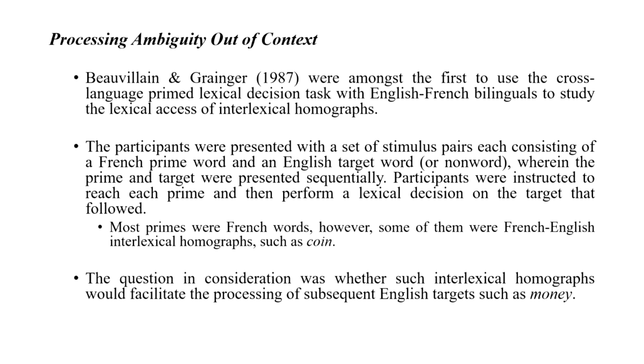Now, participants in this study were instructed to read each prime and then perform a lexical decision on the target that followed. Most of these primes were French words, however, some of them were actually French-English interlexical homographs, such as coin, which I was mentioning earlier. Here, the question that the researchers were trying to answer was whether such interlexical homographs would facilitate the processing of the subsequent English targets such as money. While the participants would have deciphered that the primes are French words, whether their English meaning will get primed or not is what we are testing here, because the word coin means corner in French, but it means money in English, and in that sense, if the English meanings are being primed, you would be able to deduce that both meanings of the word coin are being activated.